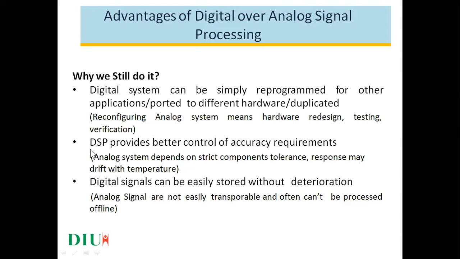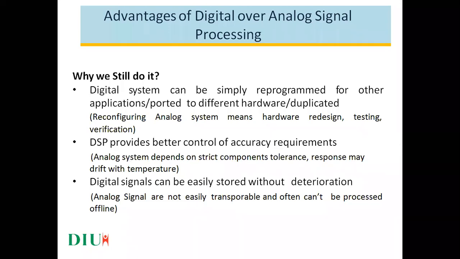Then the second point is that DSP provides better control of accuracy requirements, because analog systems depend on component tolerance, on environmental changes, and on the response to temperature. Because of all these parameters, your analog system may not give accurate results when compared to DSP. Then the next point is that digital signals can be easily stored without deterioration.